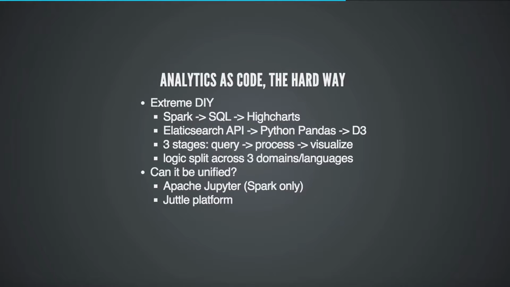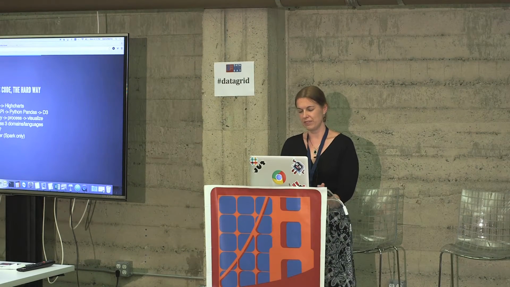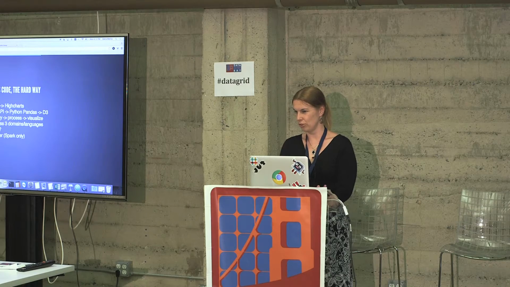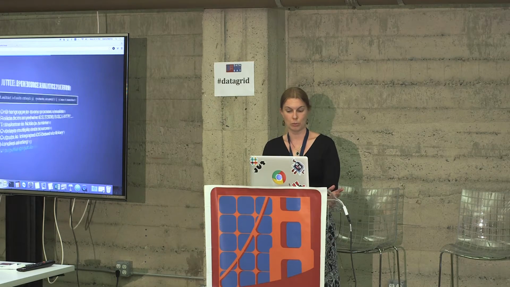So what are the possible unified solutions to this? I've been kind of excited about Jupyter, the notebook solution, but it really natively integrates only with Spark, and everything else is kind of mix and match stuff. And it's a notebook. They talk about dashboarding solutions that might be coming down the line, but not there yet. And then there is Juttle, which is something we did at my prior project, and it's open source.